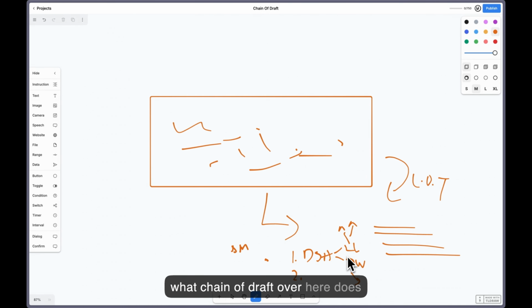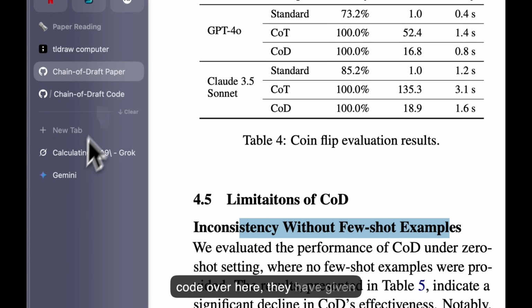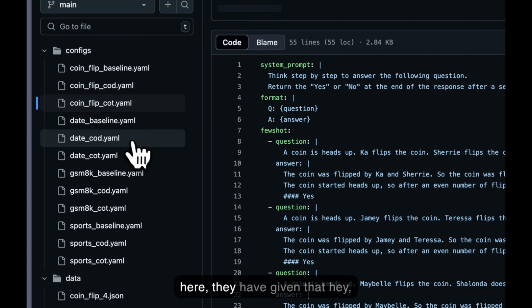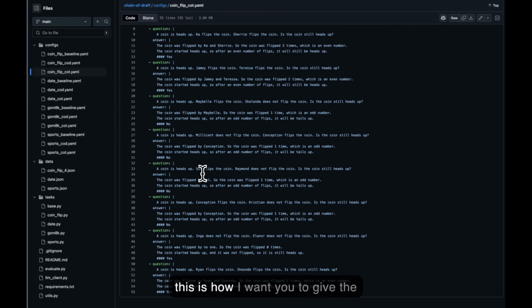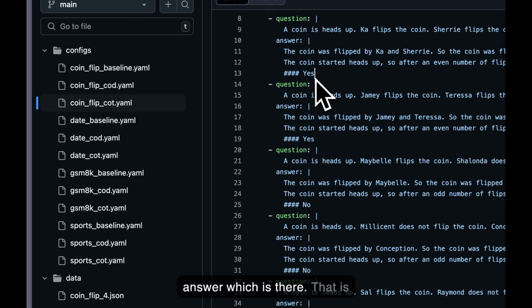This is what chain of draft does. And this is where the limitation also comes in. Because in the code over here, they have given the examples. In all the code, they have given that, hey, this is how I want you to give the answer to me. They give the output style, that is, this is the question, and this is the answer which you have to draft to yourself instead of creating that huge stream of text. These are the two drafts which you just require. And then finally end the answer with these hashtags, and then the final answer, that is yes.